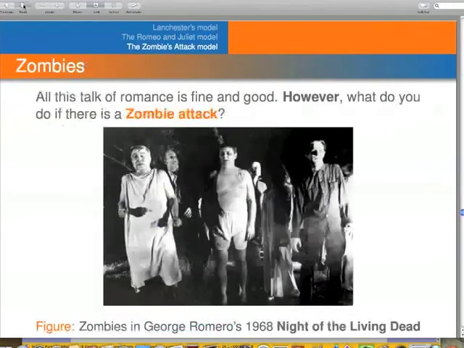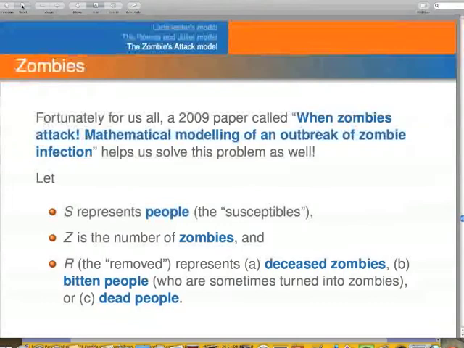Let's move on to zombies, from love and war to zombie attacks. George Romero actually modeled the Night of the Living Dead on a book by Matheson called The Last Man on Earth. But he came up with this model where zombies would attack humans, and if they bit them, then the human would turn into a zombie. And the humans would try to kill the zombies, but couldn't unless they shot them in the brain.